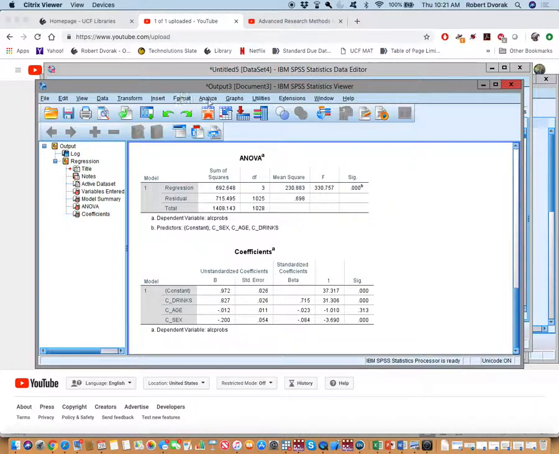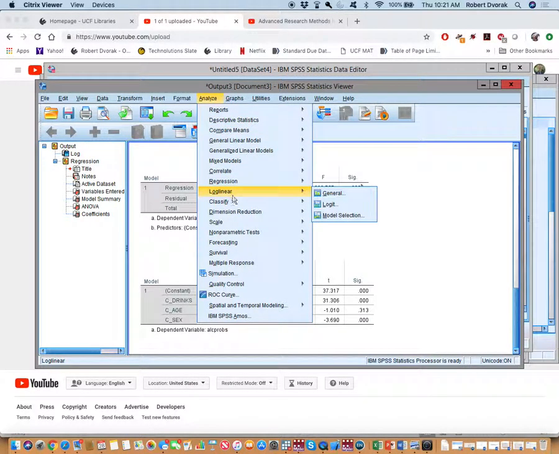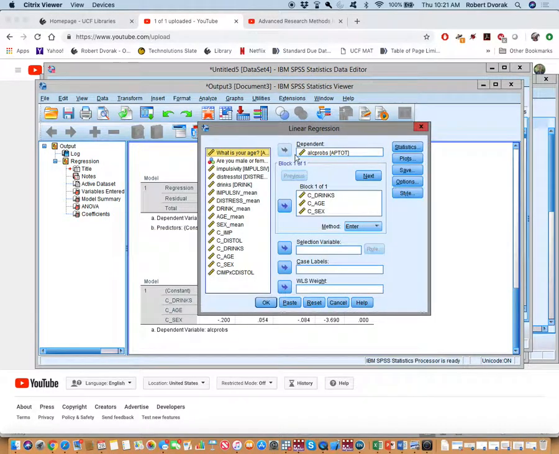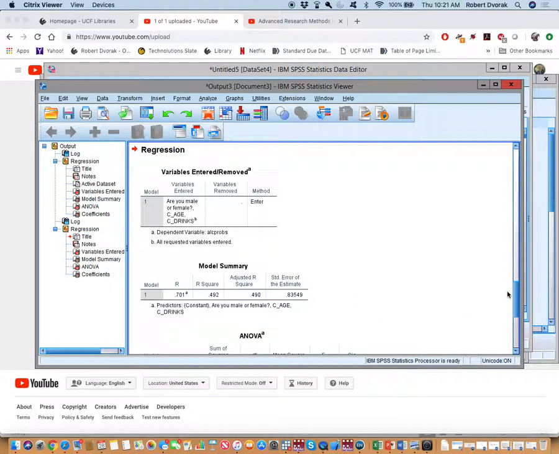If instead we go analyze, regression, linear, and we don't use the centered sex variable, we use the regular sex variable, what is going to change in our model? Will the slope of alcohol change? Nope, you're right. Will the slope of age change? Nope. Will the slope of sex change? Nope. What does change? Just the intercept, right?